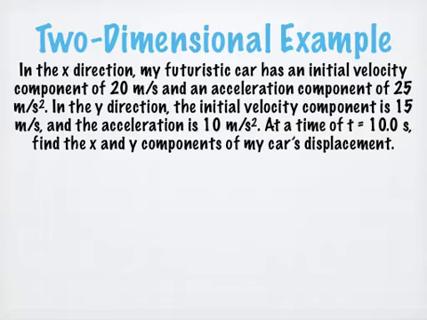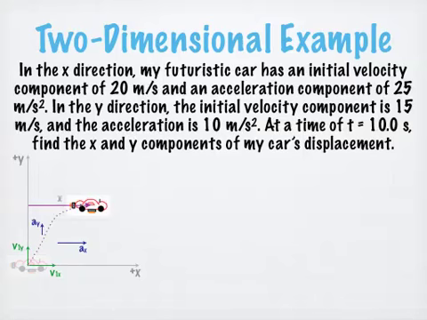First, let's draw a picture. Here's my car at the origin of an xy graph with an initial x and y component of its velocity. We also have x and y components of constant acceleration. After a time t, the car has moved to a new location with x and y components of its displacement.